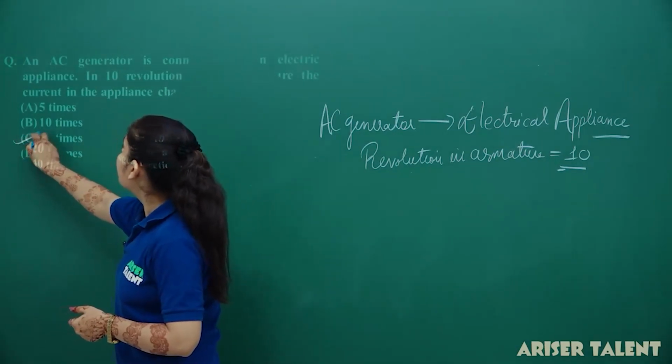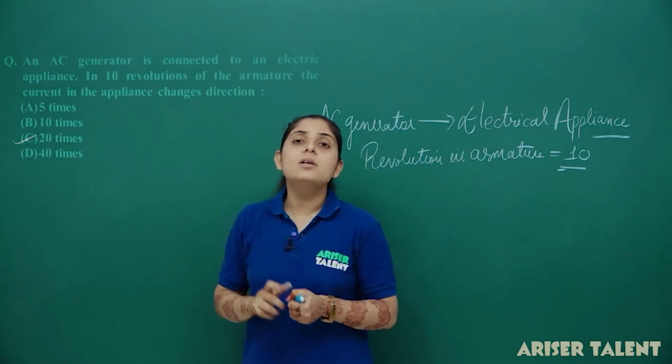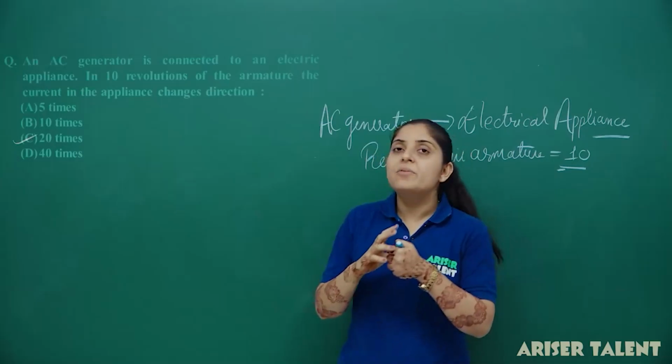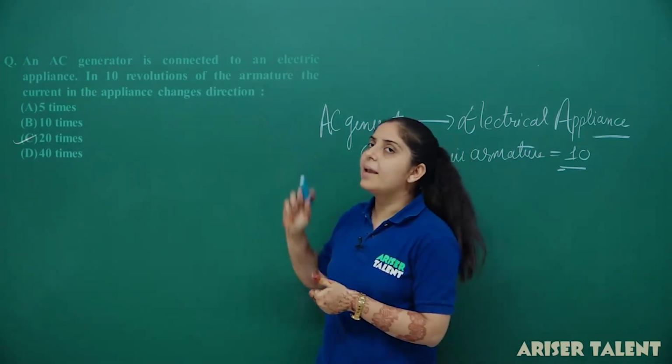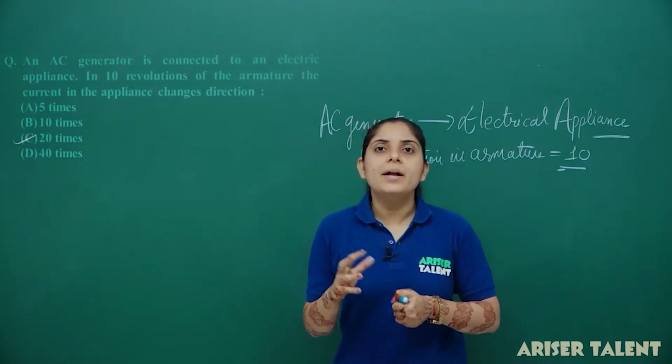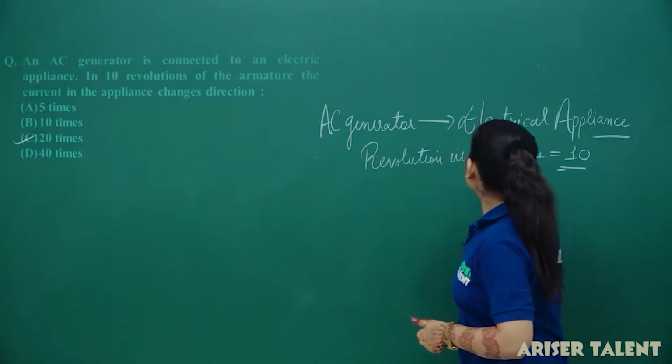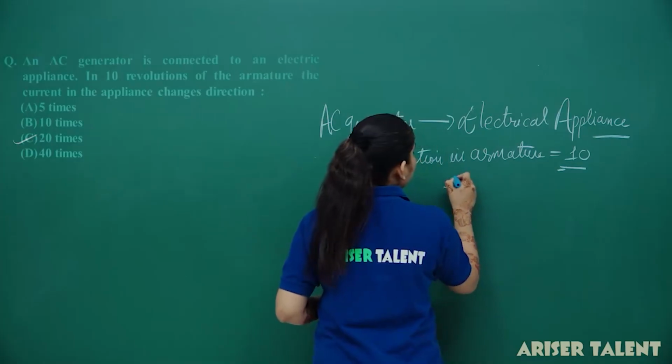So, we can see that option C is correct, because the number of revolutions gets doubled to find out how many times the current changes its direction in any appliance. So, it will be given by 2n, and 2n will give you 20 times.